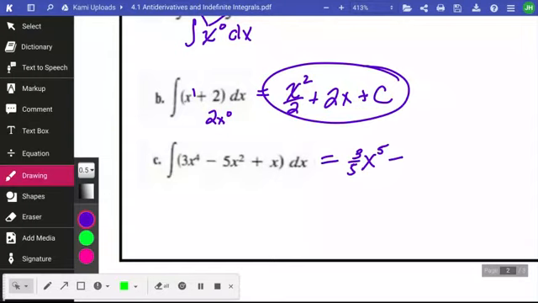Minus, add 1 to the exponent, divide by that exponent. What do you get?